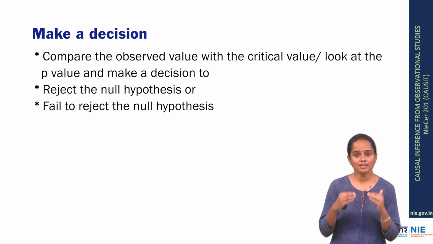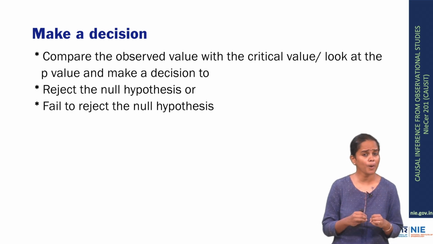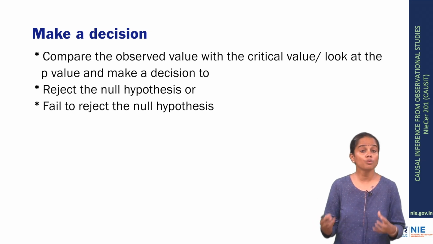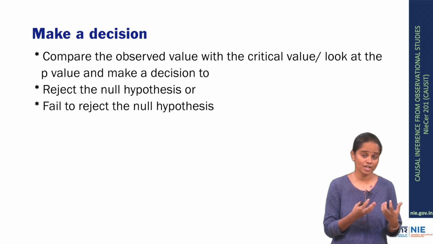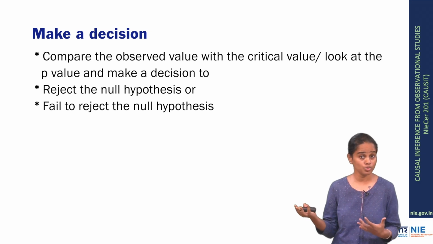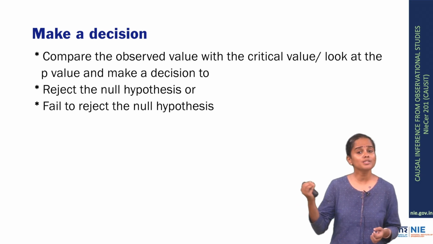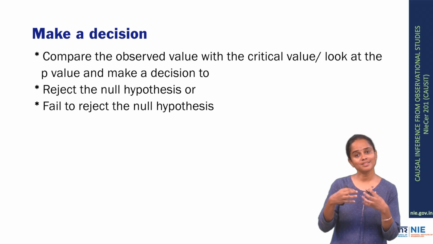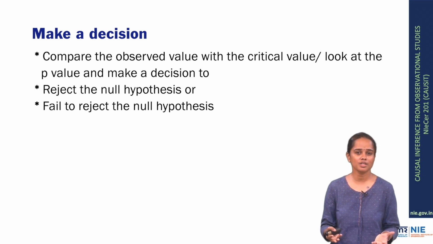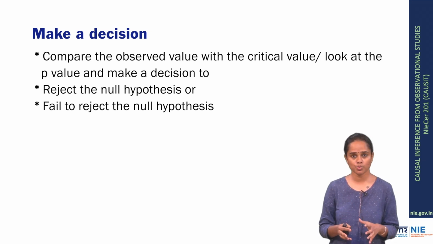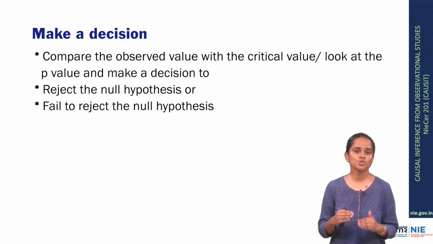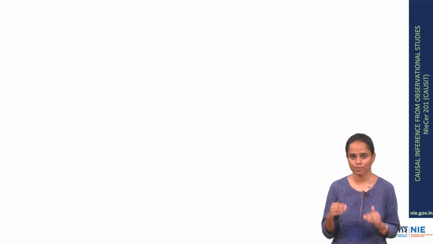So my decision would be that since the probability of getting a mean difference as extreme as or more extreme than what I have in my results when the null hypothesis is true is 0.04. Now, let us remember that this is less than the arbitrary cutoff of 0.05 that we've chosen. So now I choose to reject the null hypothesis.